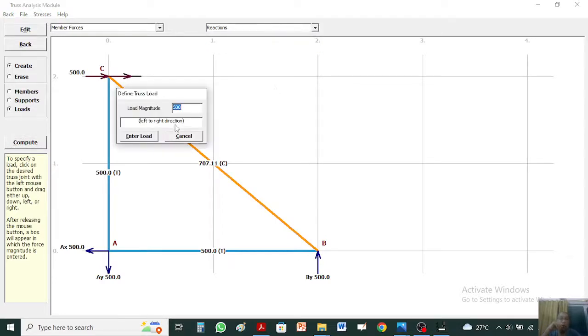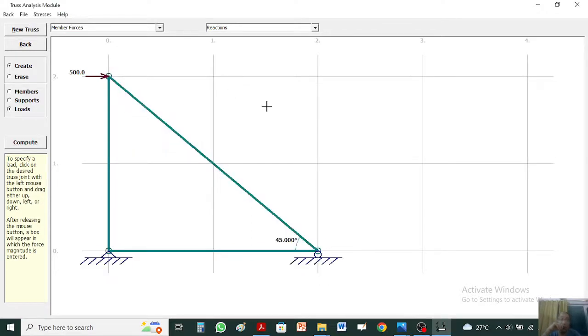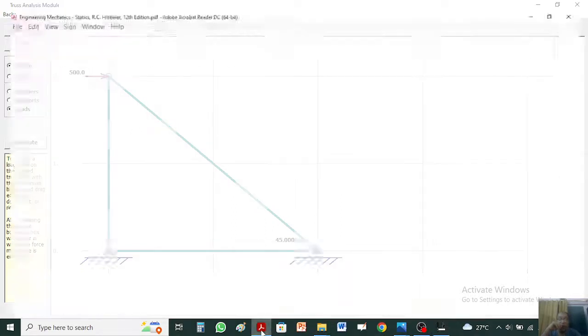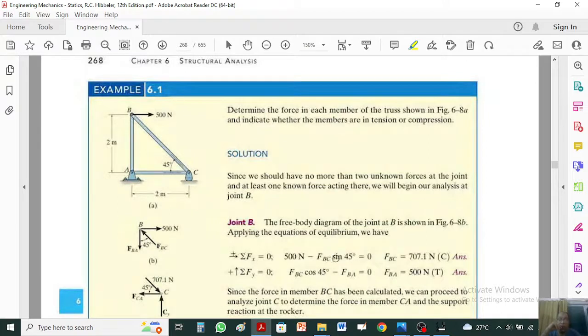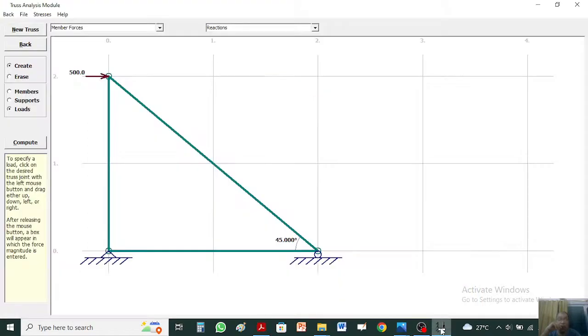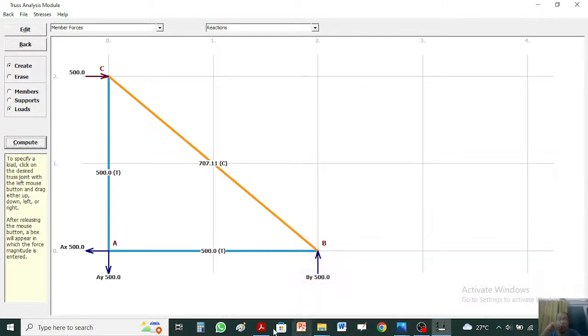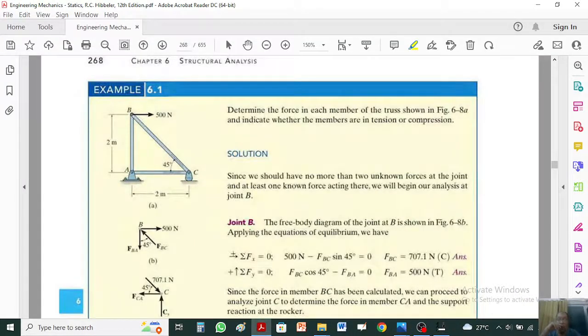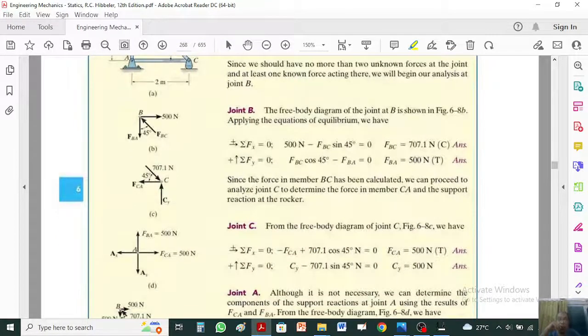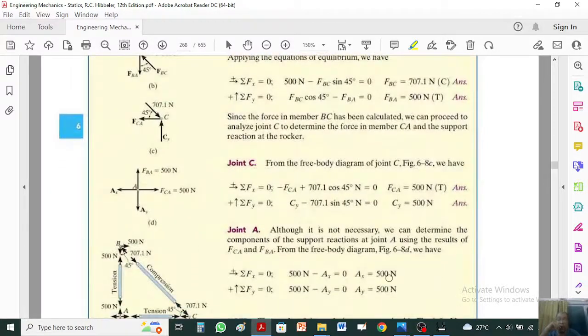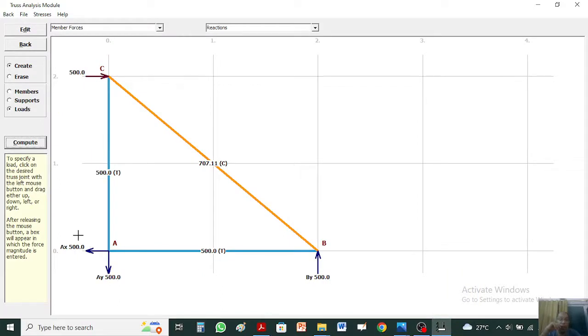Okay, so there are very tough analytical calculations for trusses, but with this software you can very easily calculate them in your future assignments and calculations. If you can see the results, this force BC is 707 newtons. AB is 500 newton, this horizontal component force is also 500 newton. So these are both 500 newton. CA is also 500 newton. The vertical force CY is 500, and AX, AY are also 500. So you can see these forces: AX, AY is 500. This is CY.